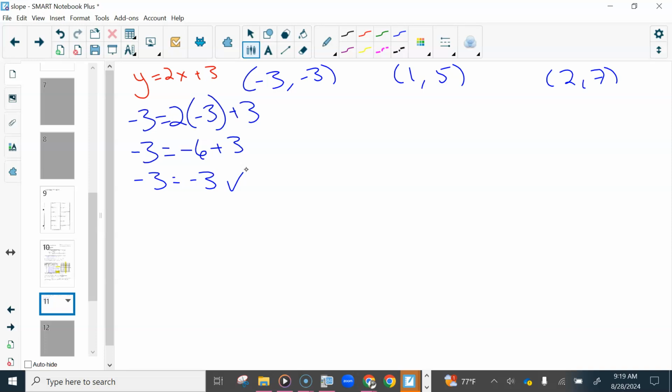If you got 2 different numbers, something went wrong, and either this point is not on the line or your math went wrong. One of the 2. I'm going to quickly do the other 2.